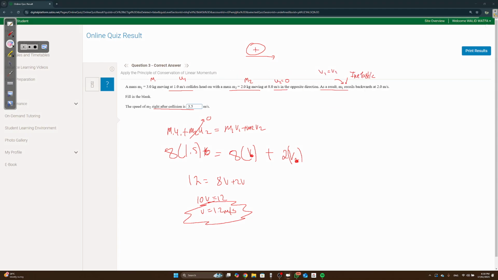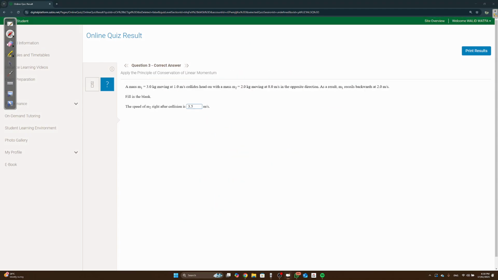Question 3. A mass M1 equals 3 kilograms is moving at 1 meter per second. It collides head on with a mass M2 moving at 8 meters per second in the opposite direction. As a result, M1 recoils backwards at 2 meters per second. Let's analyze the given. M1 is over here, U1 is over here. We're going to take the positive direction to be the direction of 1.